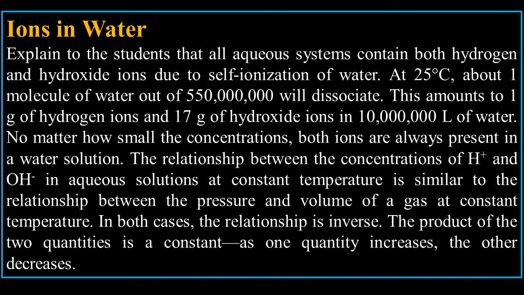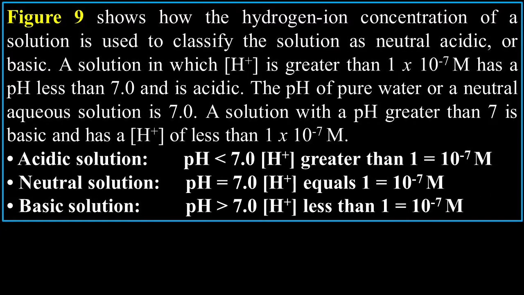The relationship between the concentration of H+ and OH- in aqueous solutions at constant temperature is similar to the relationship between the pressure and volume of a gas at constant temperature. In both cases, the relationship is inverse. The product of the two quantities is a constant. As one quantity increases, the other decreases.